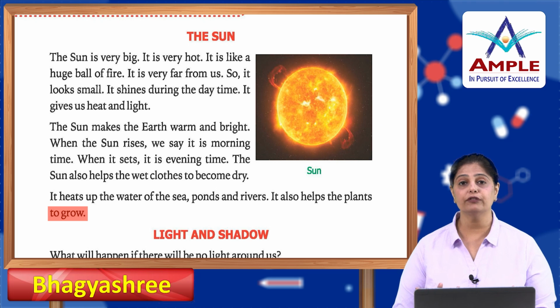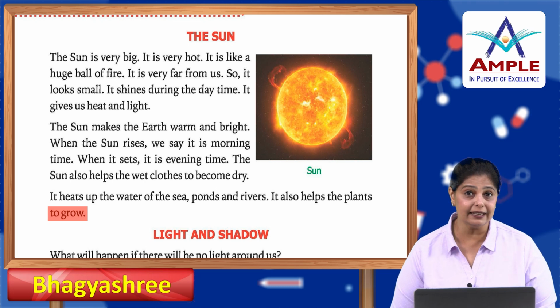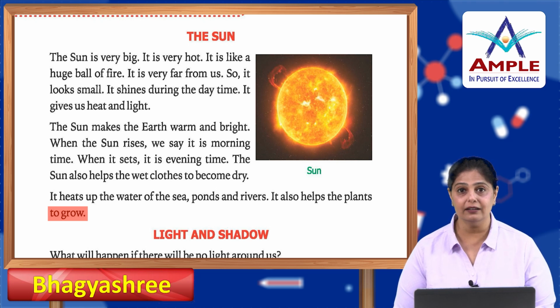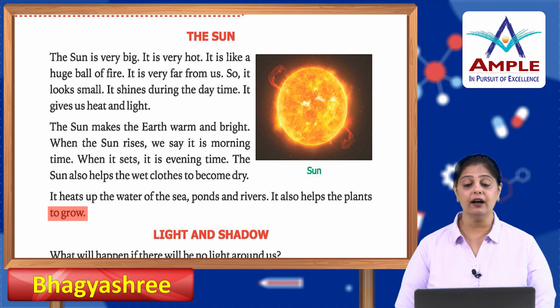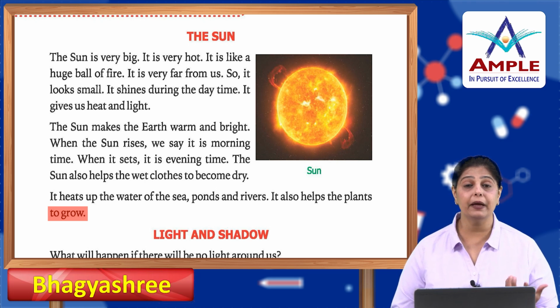So this heat of the sun also helps in the formation of the clouds, through the water vapor that we've already seen in the water cycle, and in the formation of rain also. So the sun is a very vital element of our life, a very important element of our life. It also helps the plants to grow. Plants prepare their food in the presence of sunlight.